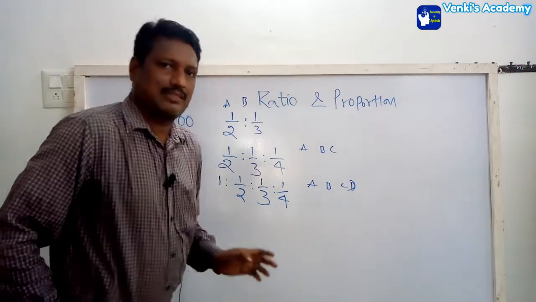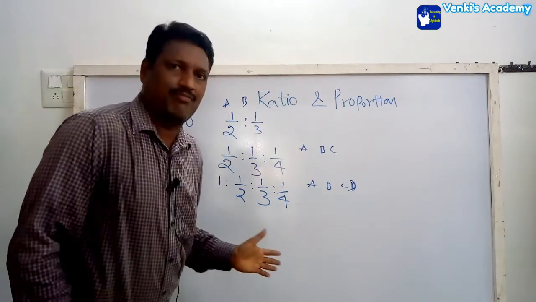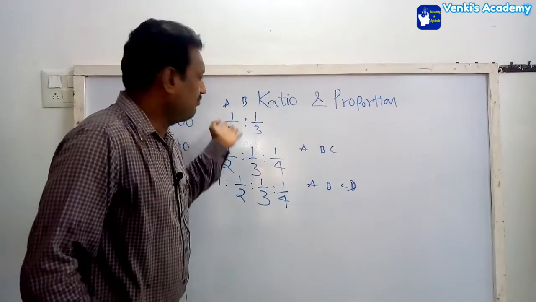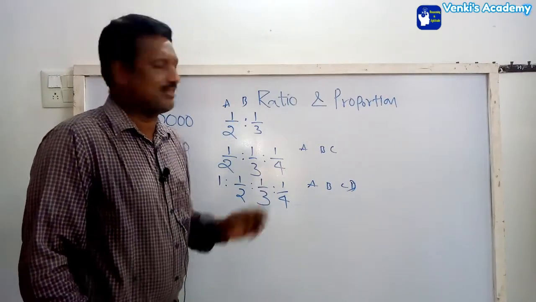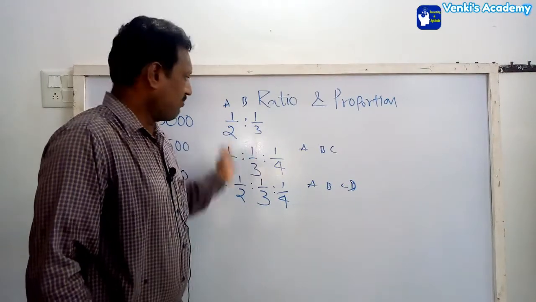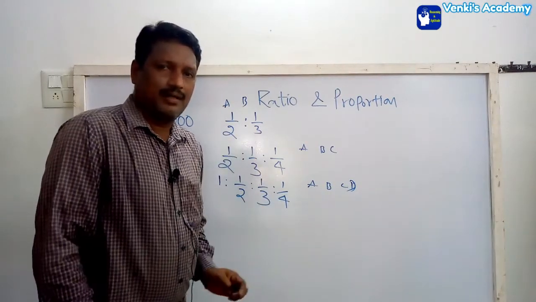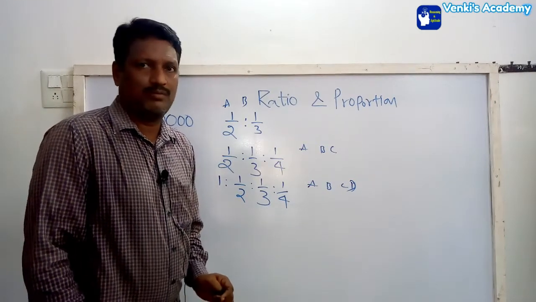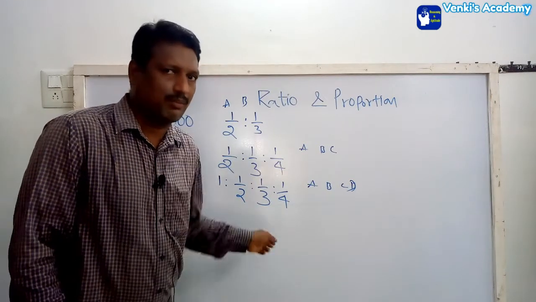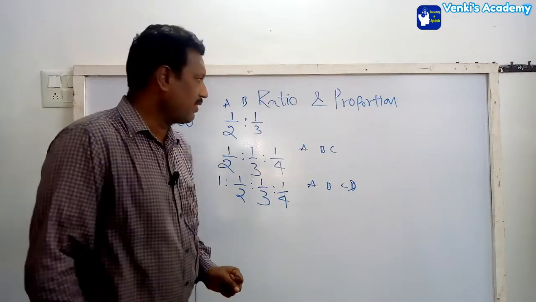We have already discussed that whenever the ratio is in fraction form, we can't distribute the amount among the persons. First of all, you have to convert this fraction into integer form. Then only can we distribute the amount to each person, whatever the problem in this model. Let us see.